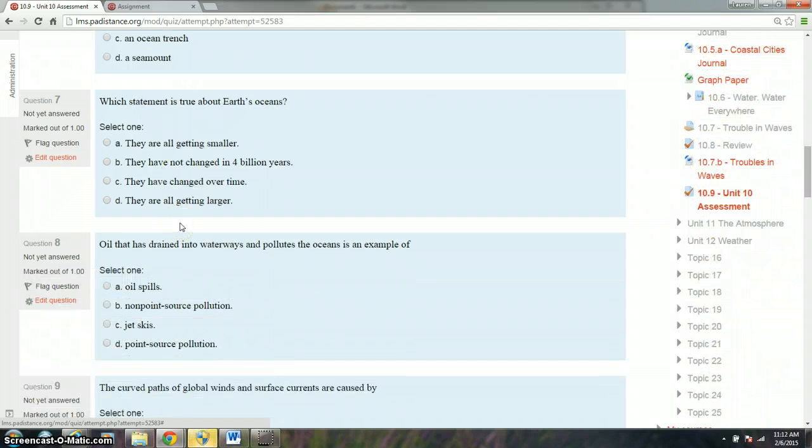Question 7. Which statement is true about Earth's oceans? A, they are all getting smaller. B, they have not changed in 4 billion years. C, they have changed over time. D, they are all getting larger.